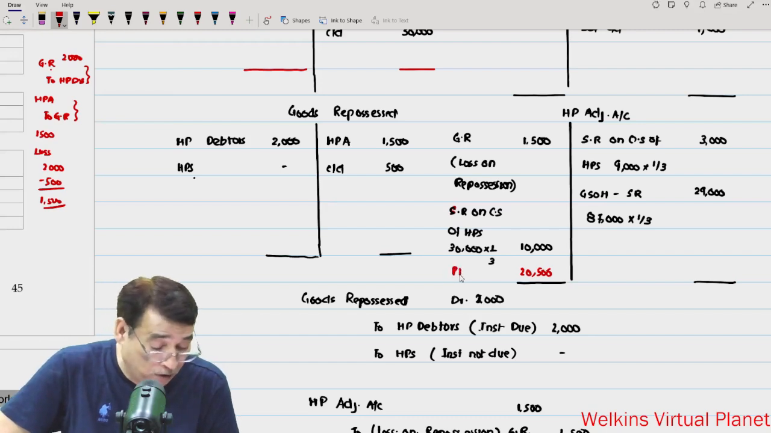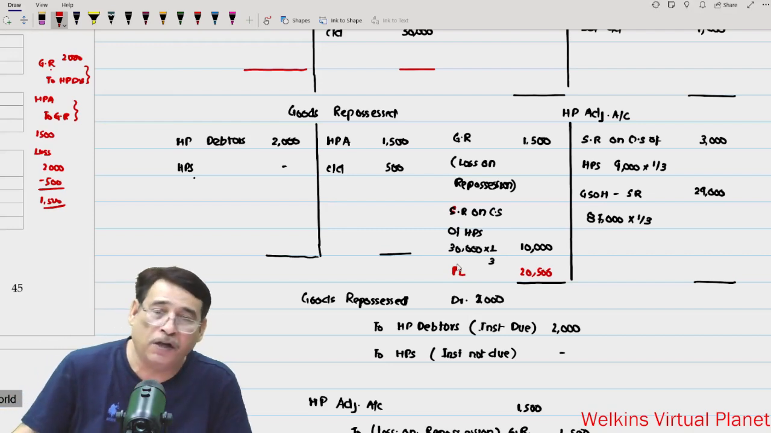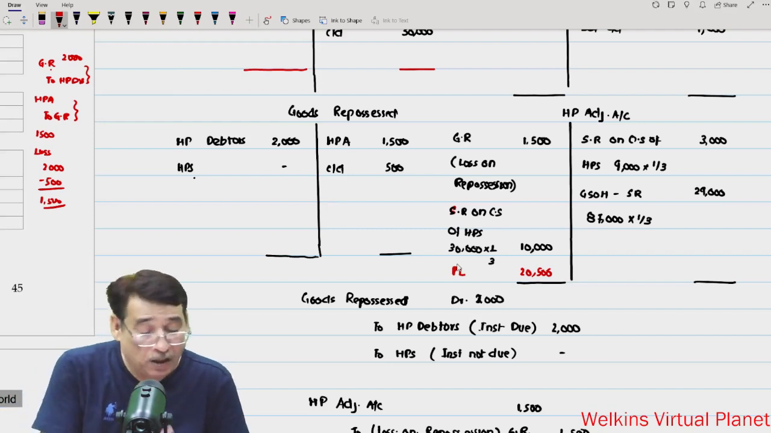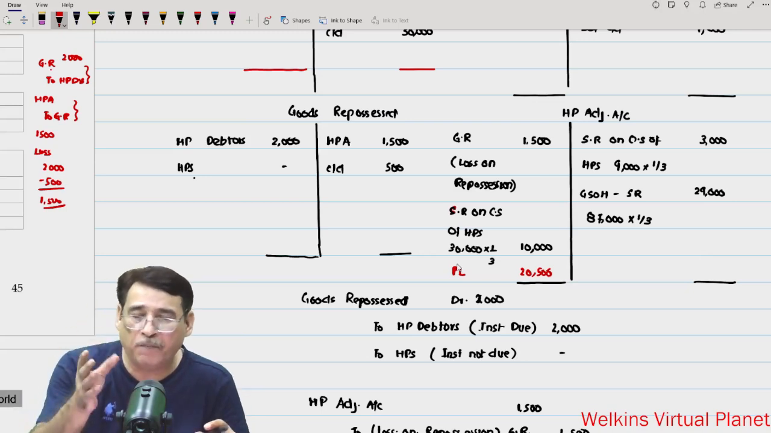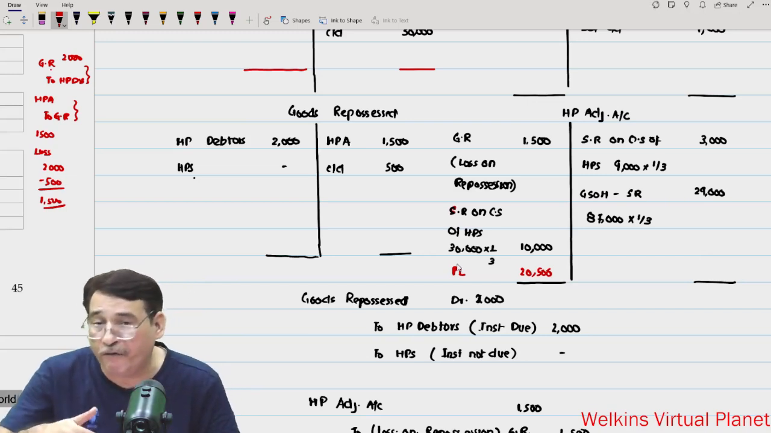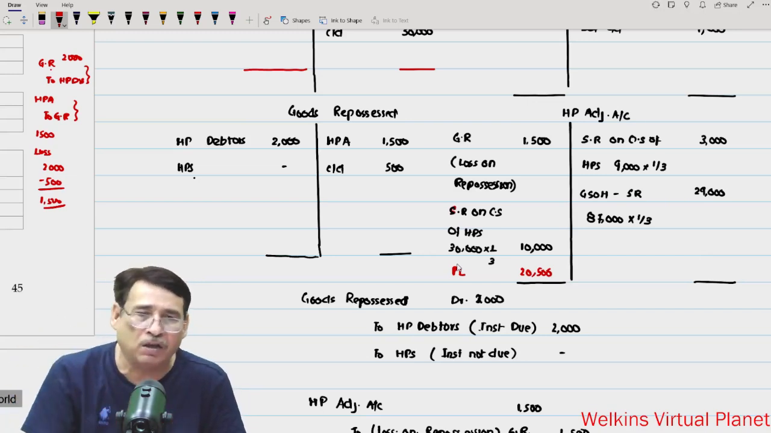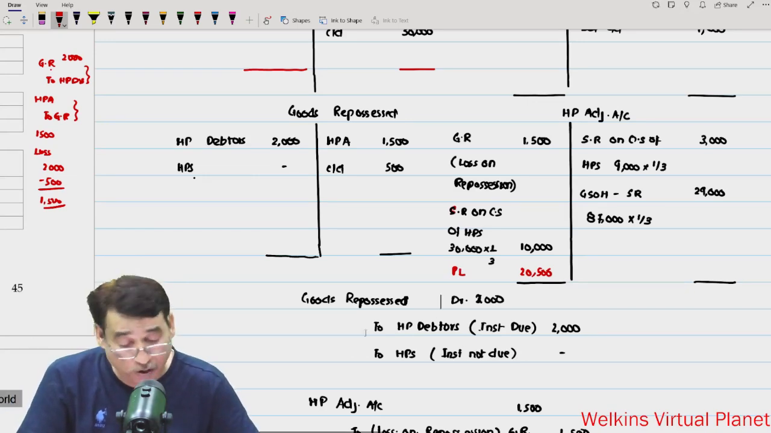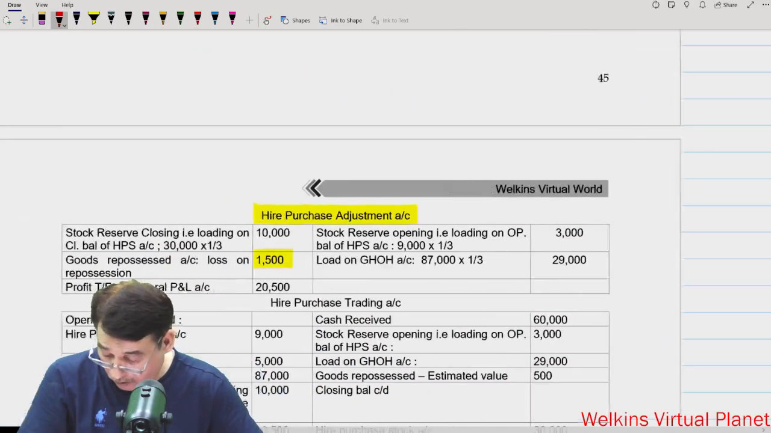So profit or loss account. Is it clear to you? Now you can prepare hire purchase trading account by yourself. Actually, you will write everything in the same manner. Only thing is that in hire purchase trading account, now you will write goods repossessed at the value at which you took it back. That means 500. That's all. Nothing more.